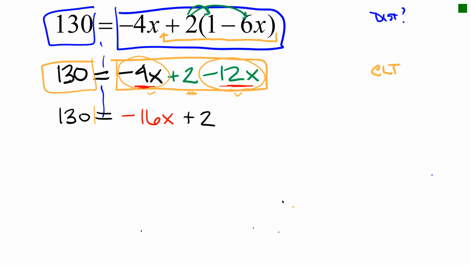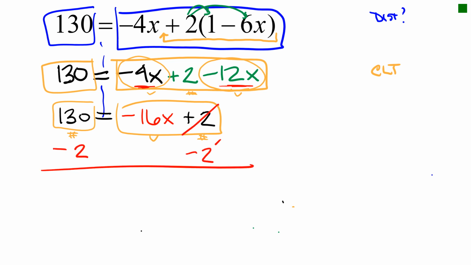On the left side, I still have 130. On the right side, I still have stuff I need to take care of. The 130 is a number. Negative 16x is a variable. 2 is a number. So I'm going to move the number term, the plus 2, and I'm going to do that by subtracting 2. The 2 minus 2 cancels. 130 minus 2 is 128, and that equals negative 16x.